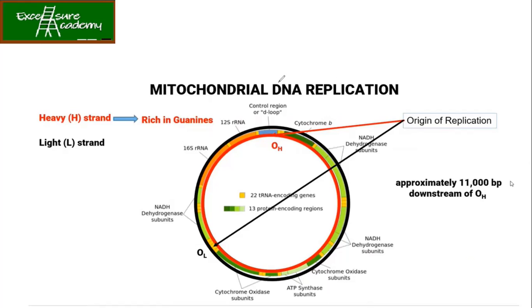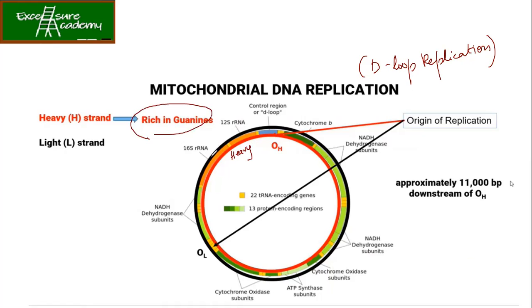Okay, so the first one. Look at this figure. In order to understand the mitochondrial DNA replication, this is otherwise also called D-loop replication. Many times they won't mention that this is mitochondrial or chloroplast DNA replication. It will be known as D-loop replication. Now here, the strand at the bottom is known as the heavy strand, and it is rich in guanines. Whereas the other one, the outer one, is known as the light strand.